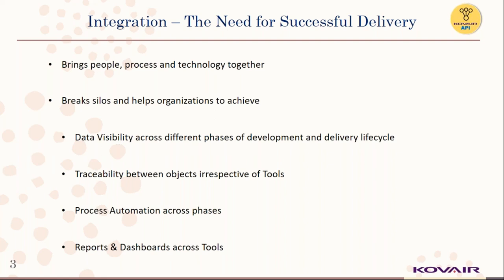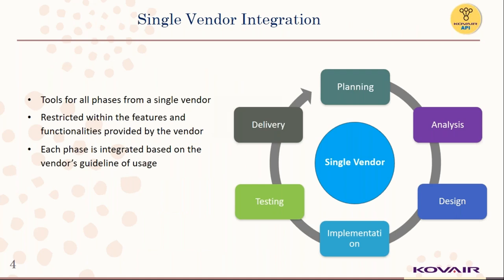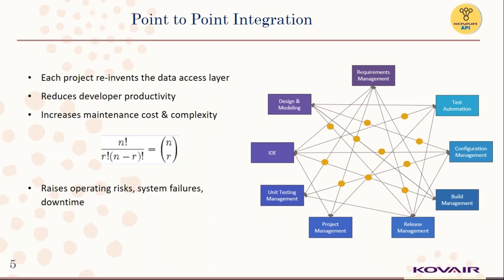But now the question that comes into mind is that how it all started. Back around in the year 2000, there were single vendors like Microsoft, IBM, who came with solutions for all phases. But the problem with this was that organizations got restricted within the features and functionalities provided by the vendor, and also each phase was integrated based on the vendor's guidelines of usage. So this became a problem and a bottleneck. Why? Because with increasing usage of varied tools, the industry started shifting towards point-to-point integration. So every tool was connected to each other based on certain predefined rules and procedures. And with increasing number of tools, this also became a bottleneck, as this philosophy not only increased the cost and complexity, but also raised the operating risks and the system failures.